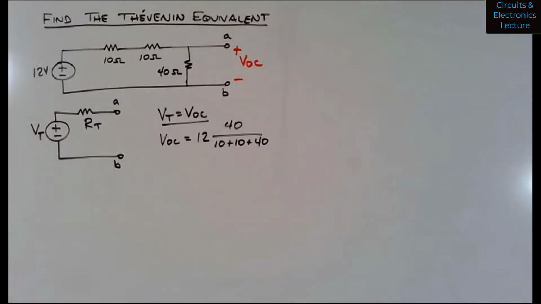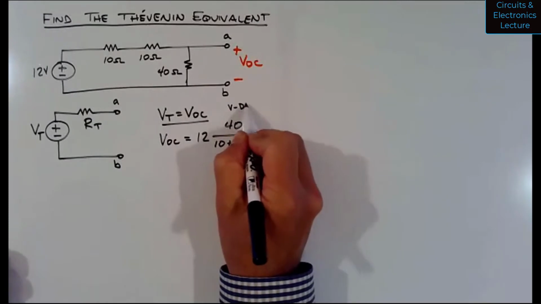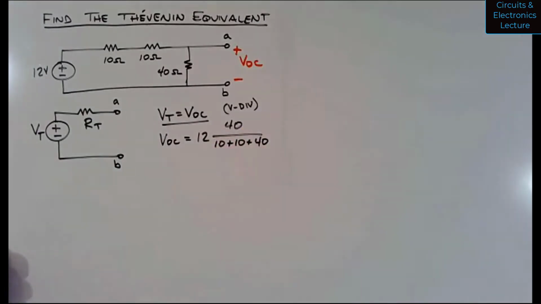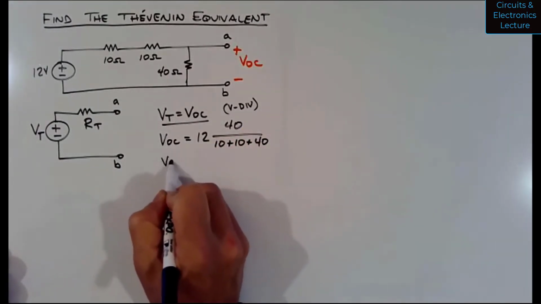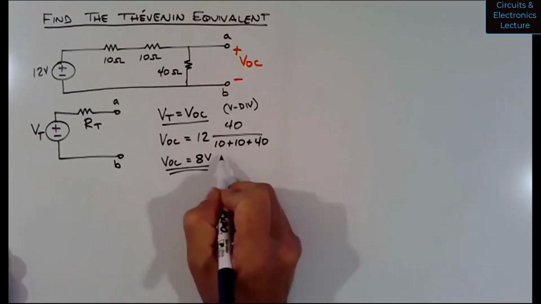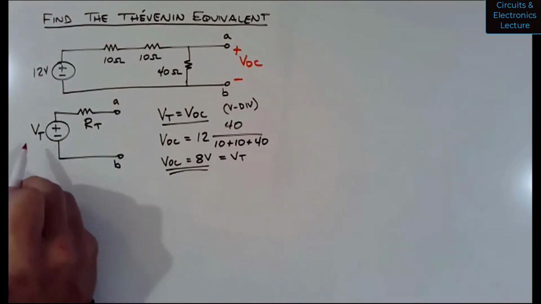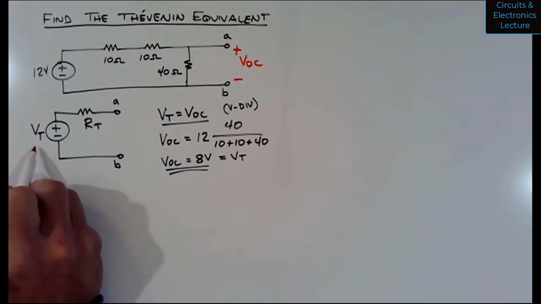Okay, and so that was voltage division. I'll write V div here. And so what you would find is VOC equals 8 volts, and that equals VT. So now over here on the left-hand side, I've solved for half of my Thévenin equivalent. So this is 8 volts.